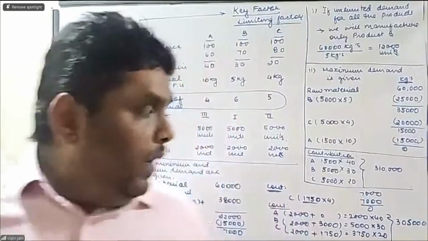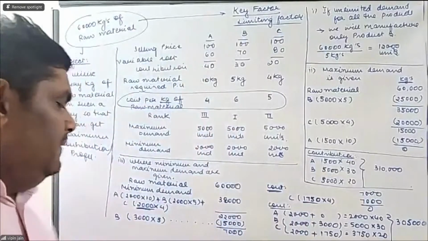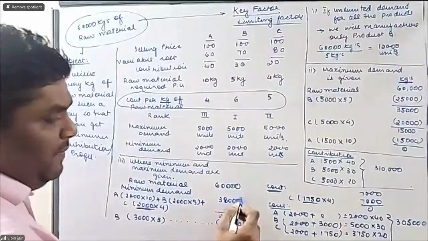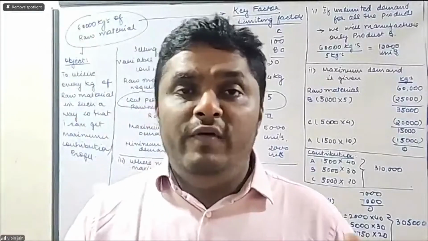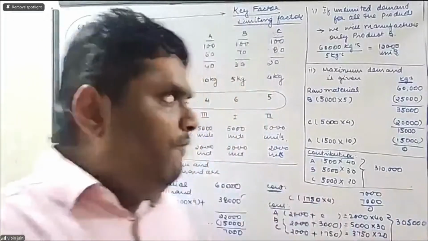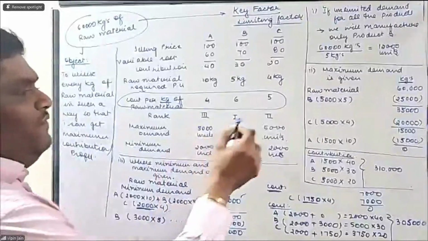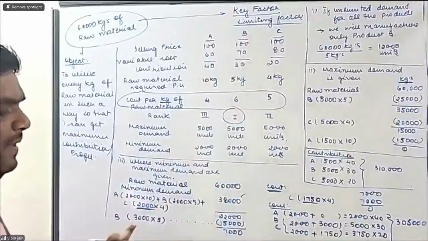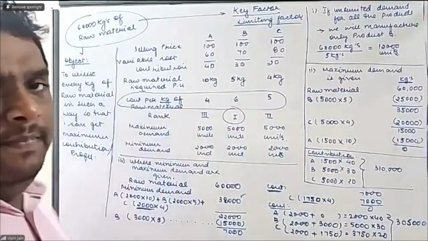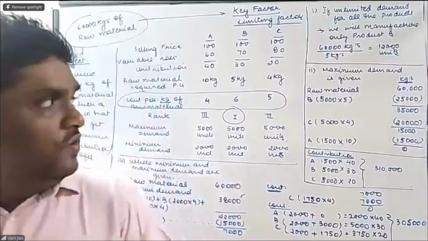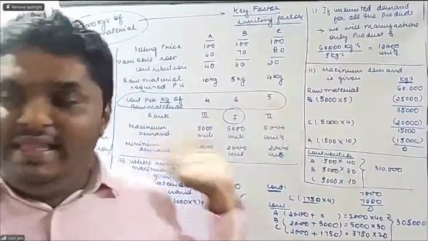See, once the minimum demand is fulfilled, Apurva, whatever the raw material that is left out, we will see which one is the most profitable one. Since we have given first rank to B, we will manufacture B first, then C, and then A. So first B, followed by C, and then A.